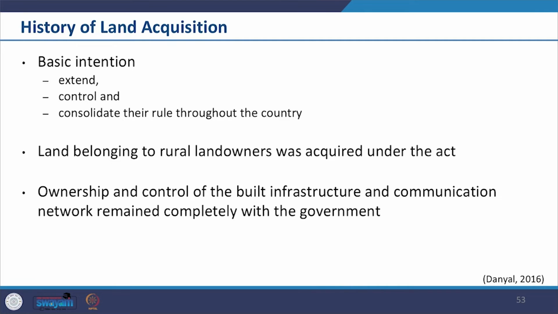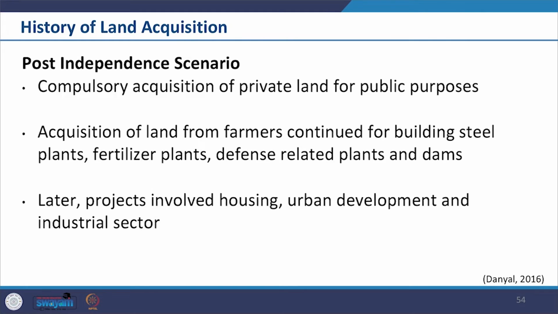Continuing from Professor Daniel's writing, we see that after independence, the process of acquisition of land from farmers for building steel plants, fertilizer plants, defense-related plants, and dams continued, all for public purposes. Thereafter, the government entered into housing, urban development, and the industrial sector and resorted to acquisition of land from farmers for developing housing colonies, laying electrical poles, and industries. All these activities were for public purposes.